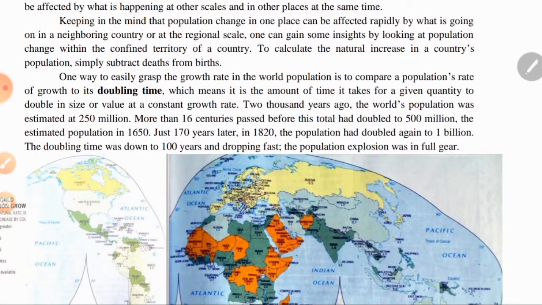And one way to easily grasp the growth rate in the world population is to compare a population's rate of growth to its doubling time, which means it is the amount of time it takes for a given quantity to double in size or value at a constant growth rate.